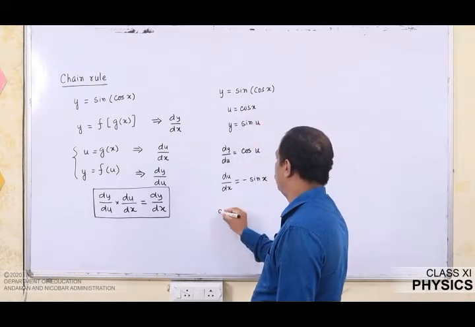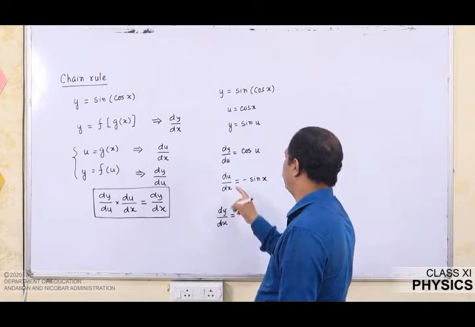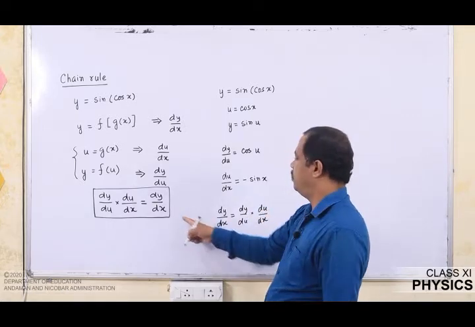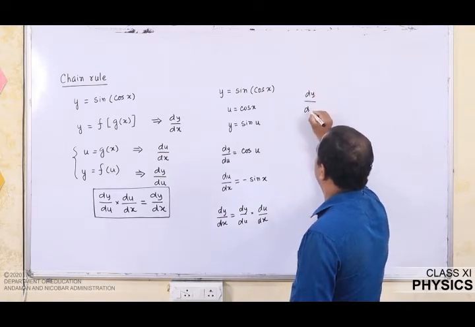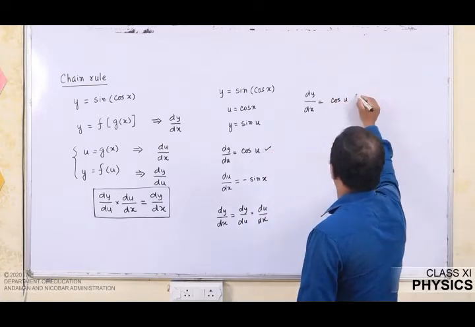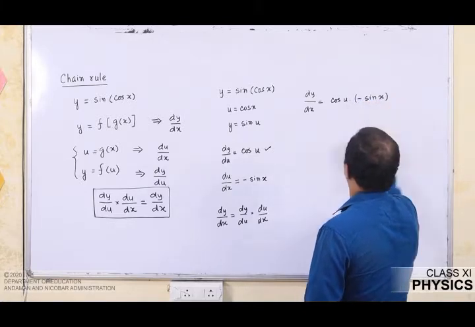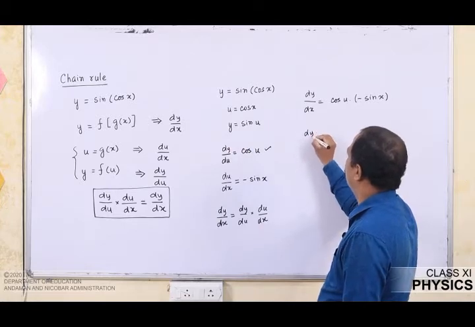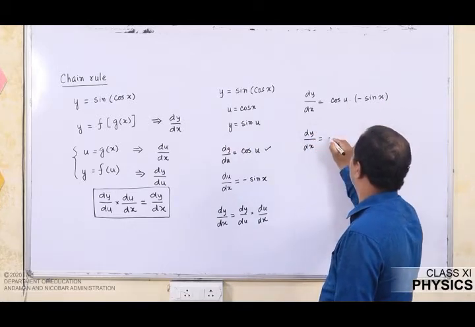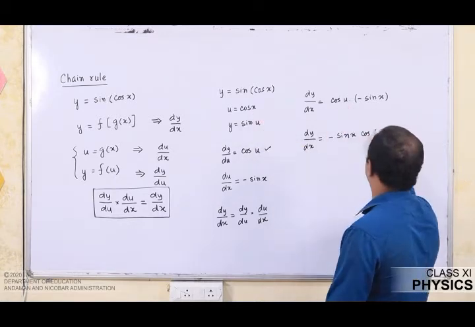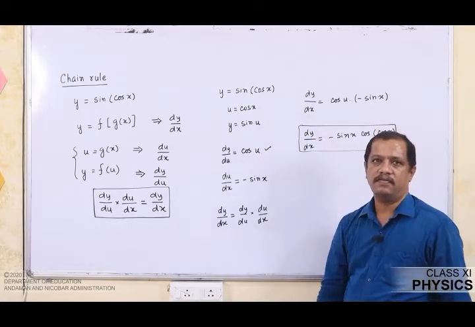Now, in order to differentiate this function, I have dy over dx, which is nothing but dy over du, my chain rule, times du over dx. To apply this, I get dy over dx is equal to dy over du, which is cos u, times du over dx, which is minus sine x. Now, the assigned value u, I am going to replace it. So therefore, dy over dx is equal to, I am going to write this first, minus sine x times cos u. U for me is cos x. So therefore, minus sine x times cos of cos x. So this becomes the differentiation of the function y is equal to sine of cos x.